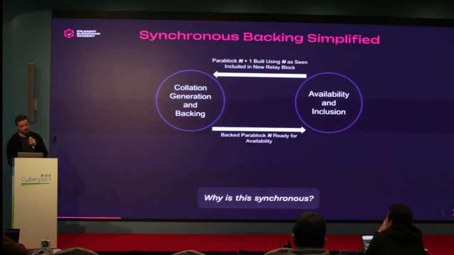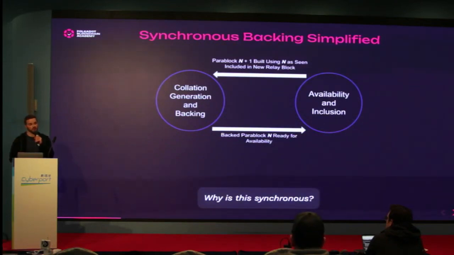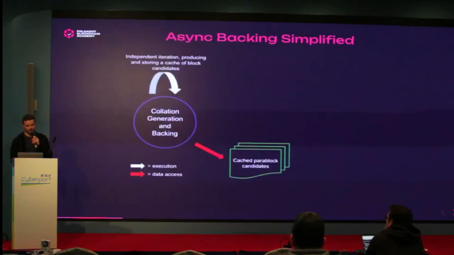Yeah, so I touched on this, but why is this synchronous? Again, it's because the availability and inclusion steps and the collation generation and backing steps require one to finish before the other can start. There aren't two separate processes that can run in parallel here. All right, so now we're going to look at asynchronous backing in a simplified version and how that is different.